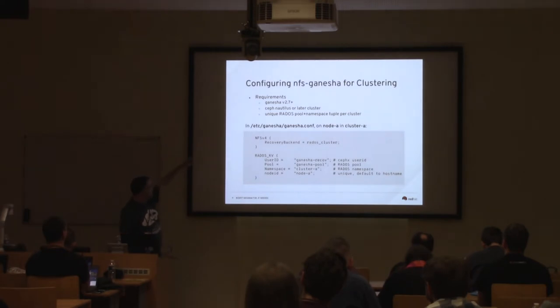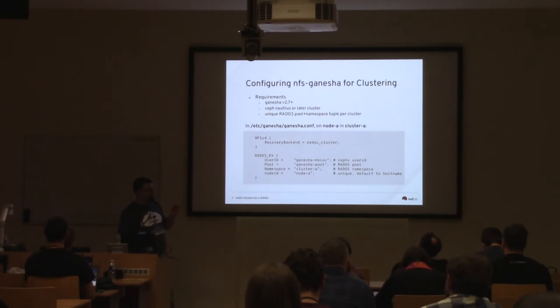Oh, and also there are some requirements. This is a fairly new feature in Ganesha, so you need V2.7 plus, and then you'll also want a Nautilus or later cluster. You can do this on an earlier one, but you'll probably find that you may end up stalling, and if you had particularly long outages of a node, you could end up not being able to recover. So we really recommend a Nautilus or later cluster for this.